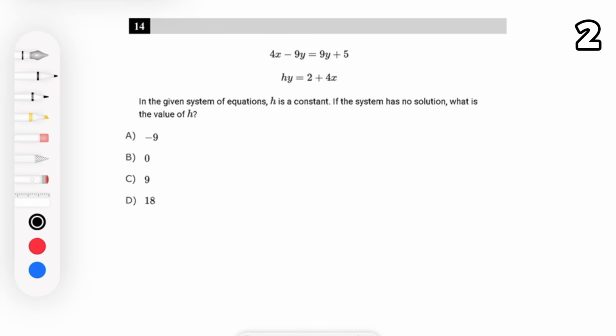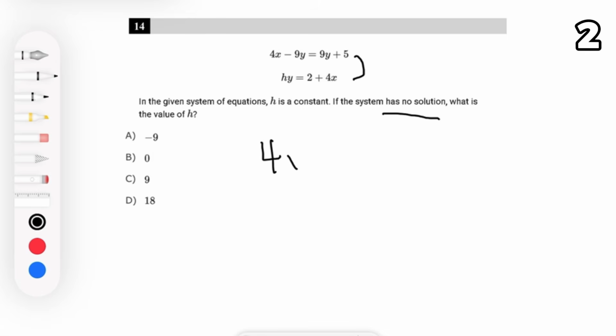In the given system of equations, h is a constant. If the system has no solution, what is the value of h? When a system has no solution, it means that the lines represented by these two equations are parallel and never intersect. So to solve this question, we can start by rearranging the two equations.